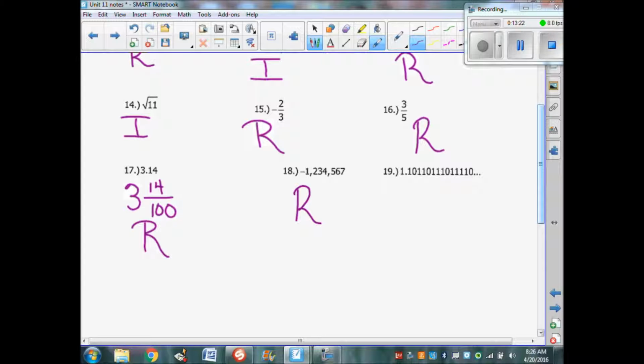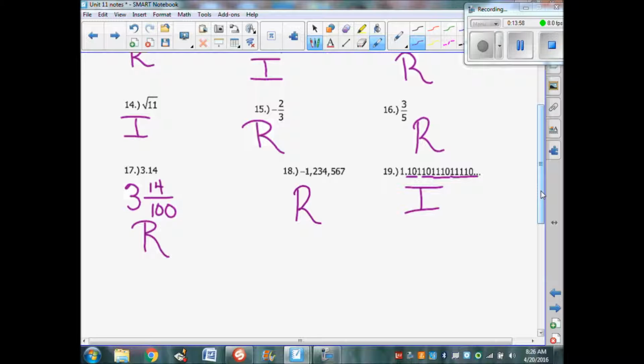Irrational. It goes on forever. But does it have a pattern? Is there a consistent pattern? No. Let's look. 1, 0, 1. Because there's an extra one. It keeps adding one each time. 101. 110. No. 11110. There is no pattern here. It's irrational.